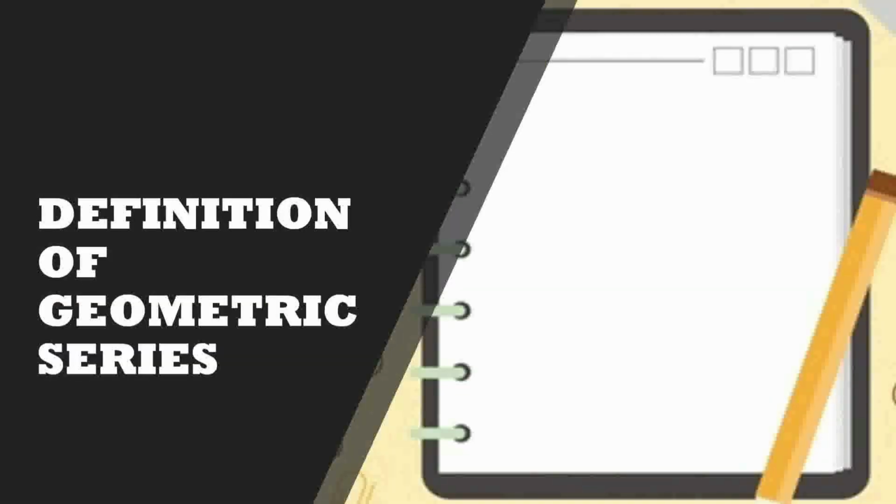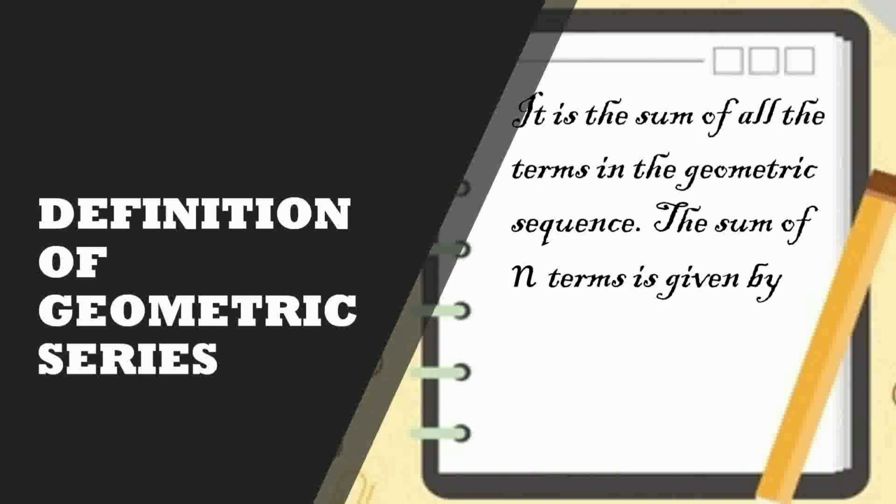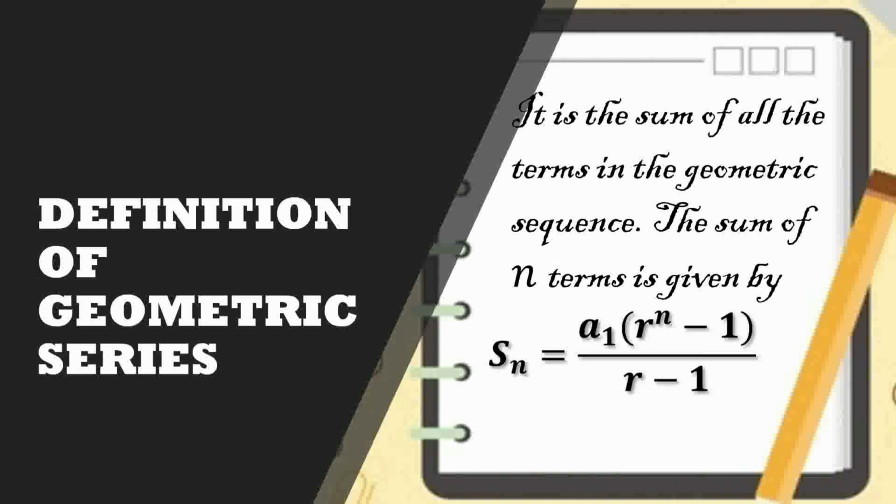The definition of geometric series. It is the sum of all the terms in the geometric sequence. The sum of n terms is given by S sub n is equal to a sub 1 times r raised to n minus 1 over r minus 1, where a sub 1 is the first term and r is the common ratio.